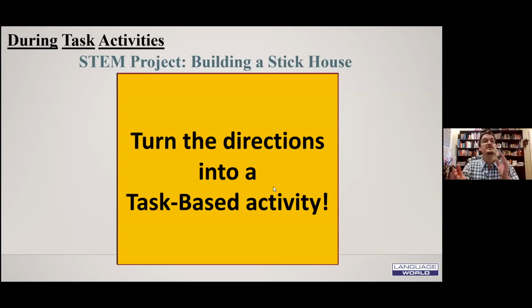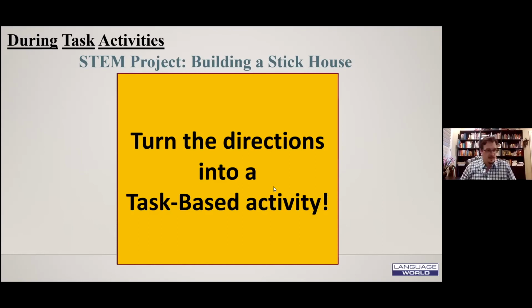Because what we'll do is check: did what you heard and what you did match? That's a great listening comprehension check. So let's get this going. This is building a stick house. It's an activity I have seen, usually considered a STEM activity. I've seen it connected many times to the 3 Little Pigs, but you're building a stick house.